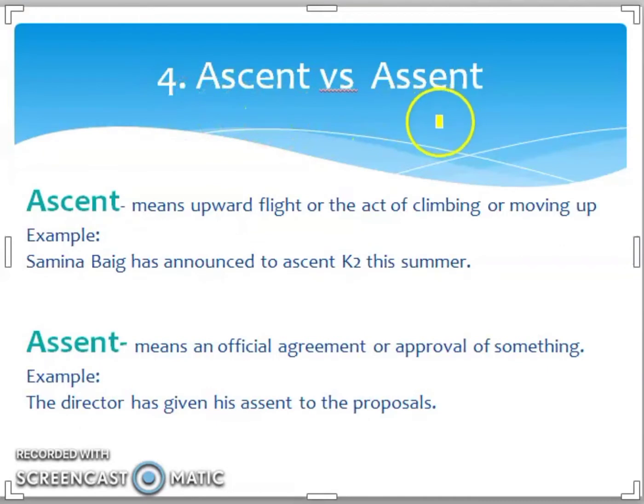Ascent and assent. Now the pronunciation is the same, the spelling differs as well as the meaning differs. The first word, ascent, means upward flight or the act of climbing or moving up. Example: Samina Baig has announced to ascend K2 this summer. I guess she tried but she failed to ascend K2 this summer. Bad luck, and we will say try next time.